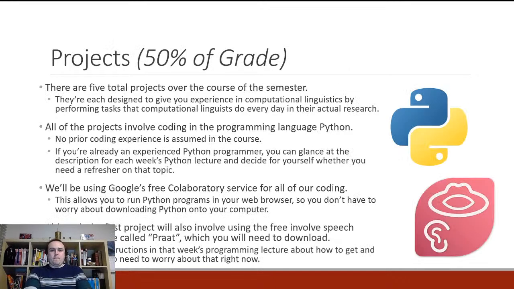All right. Next thing to talk about is the projects. This is the biggest part of your grade. It's 50% of your grade. There's going to be 5 total projects over the course of the semester, so they'll each be 10% of your overall grade. They're designed to give you experience in computational linguistics by performing tasks that computational linguists actually do every day in their research. All of the projects involve coding in the programming language Python.